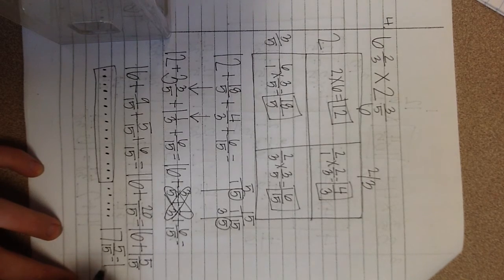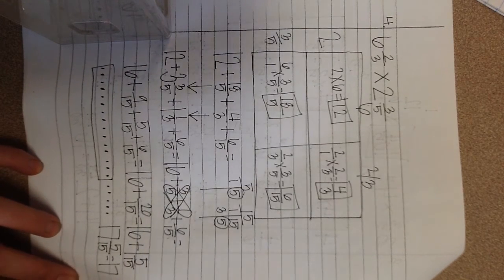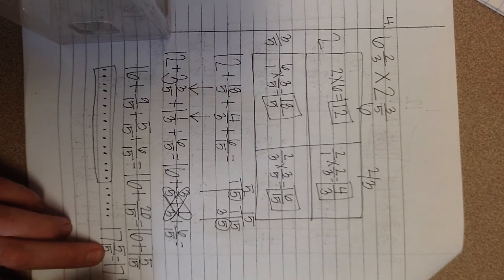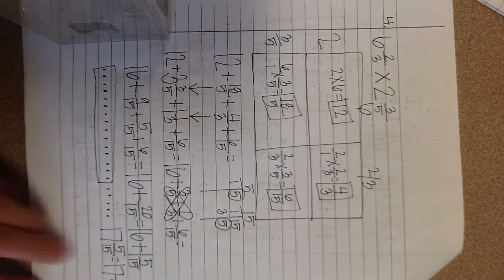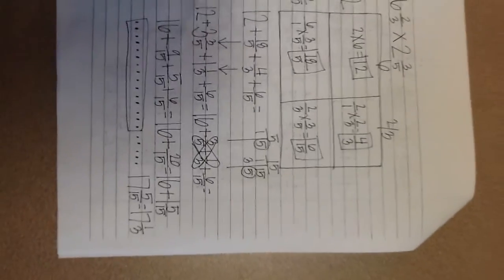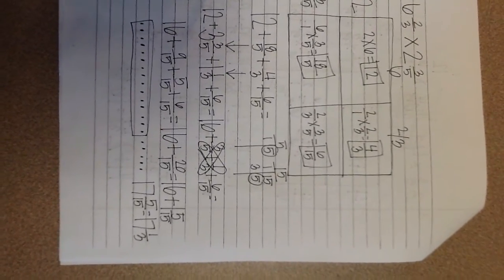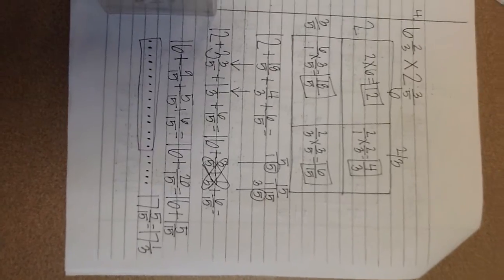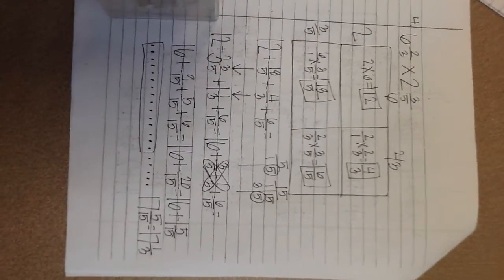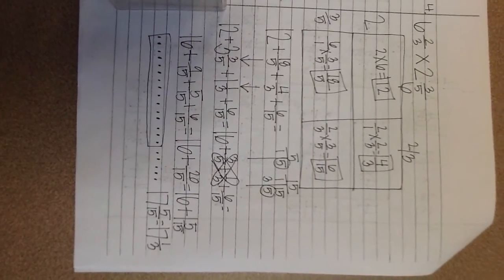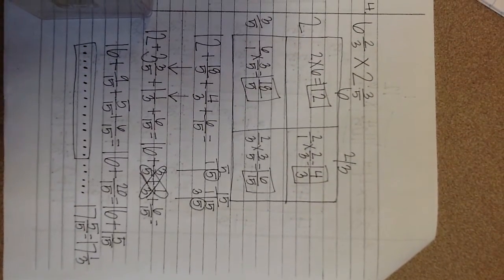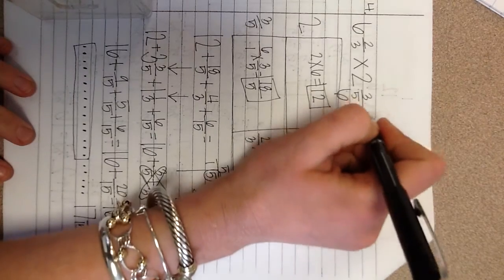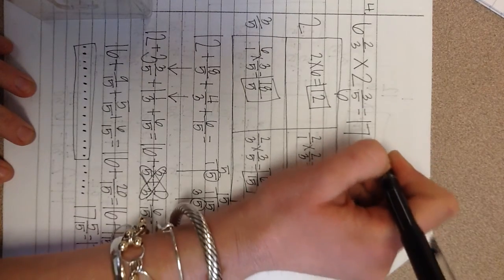So 17. 5 goes into 5 one time, and 5 goes into 15 3 times. Let me see if I can move this for you. So all I did is 5 divided by 5 equals 1, and 15 divided by 5 equals 3. So my final answer up top should be 17 1/3.